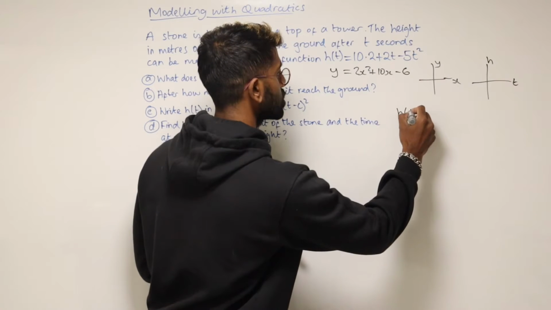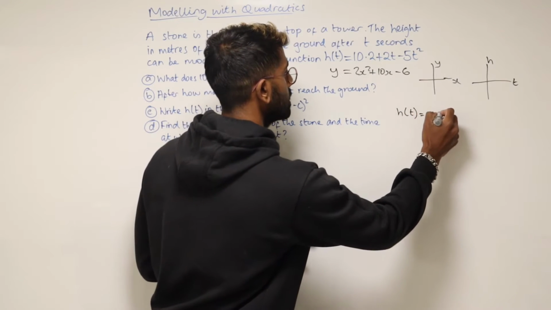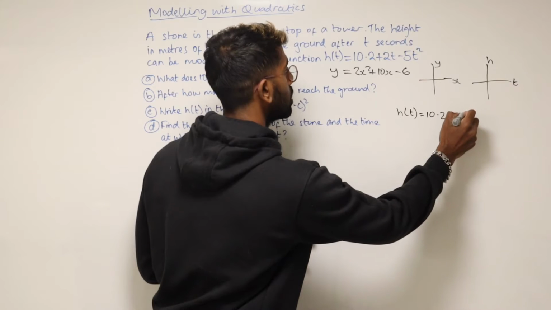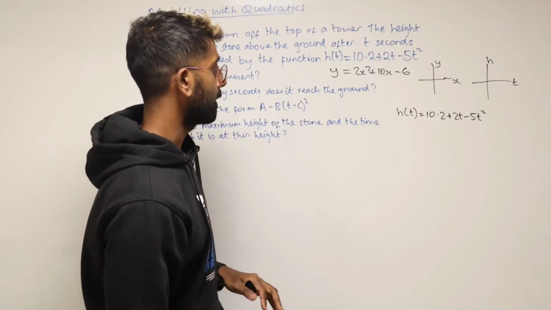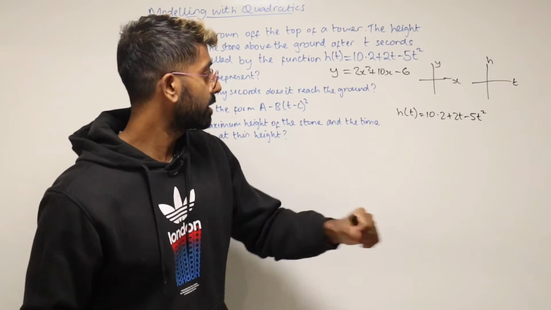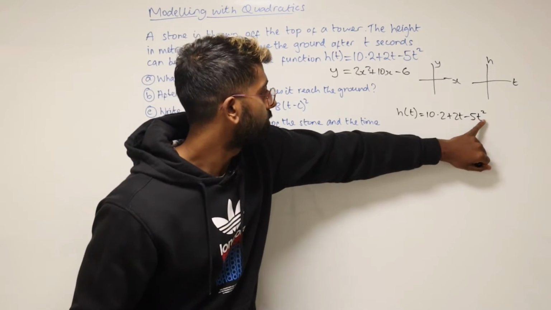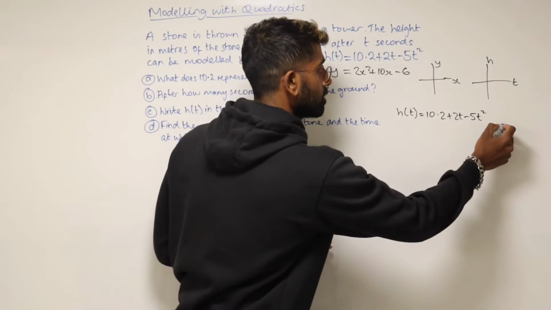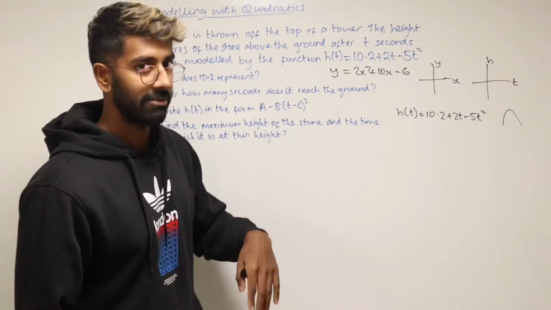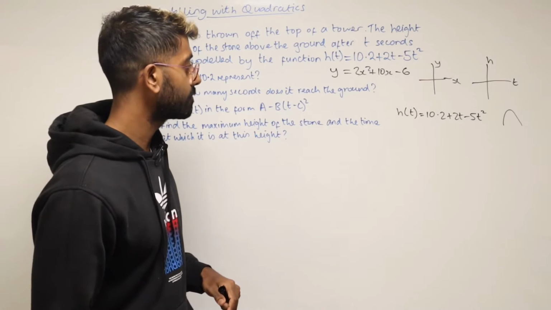Okay, so I'll leave that up there, and now let's try and create a good sketch of this. So let's just write the function now. H of t equals 10.2 plus 2t minus 5t squared. Okay, first thing, the general shape. Now you can see here it's a negative t squared. What does that mean? It's just like a negative x squared. So it's going to be some sort of sad face or n-shape quadratic.